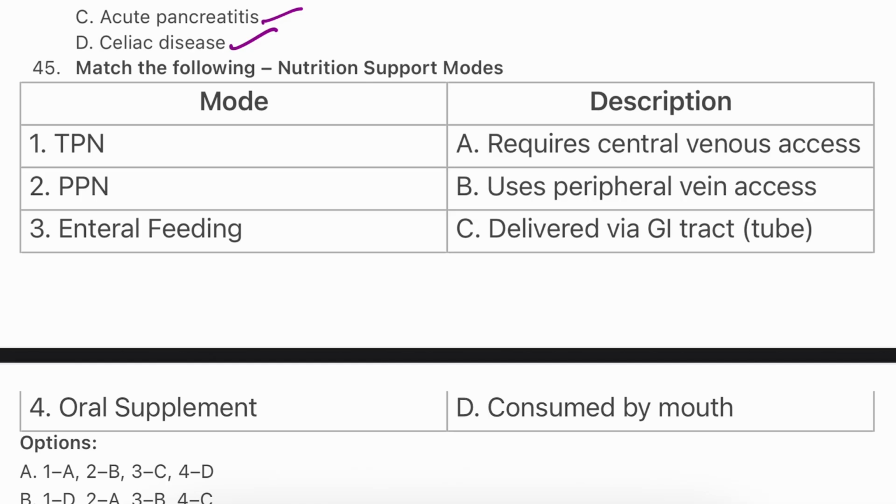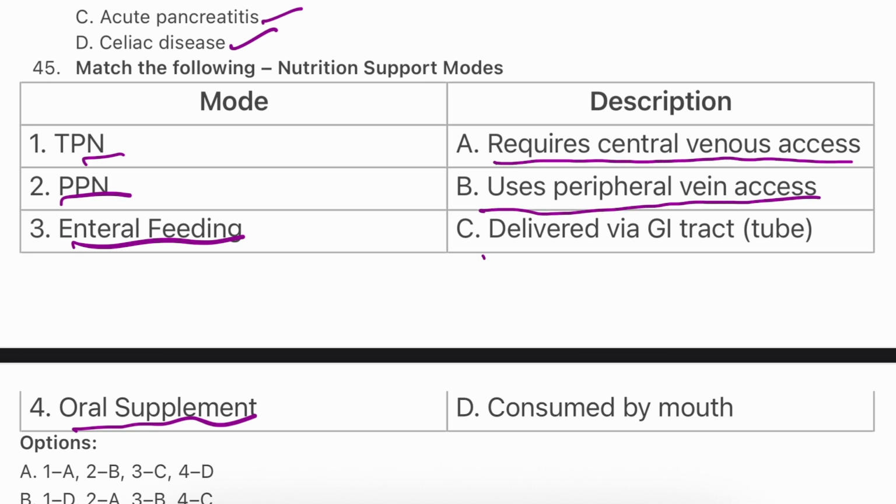You have to match the following here. TPN, PPN, enteral feeding, oral supplements; requires central venous access, uses peripheral venous access, delivery via GI tract tube, consumed by mouth. So we'll match it out. TPN is total parenteral nutrition.